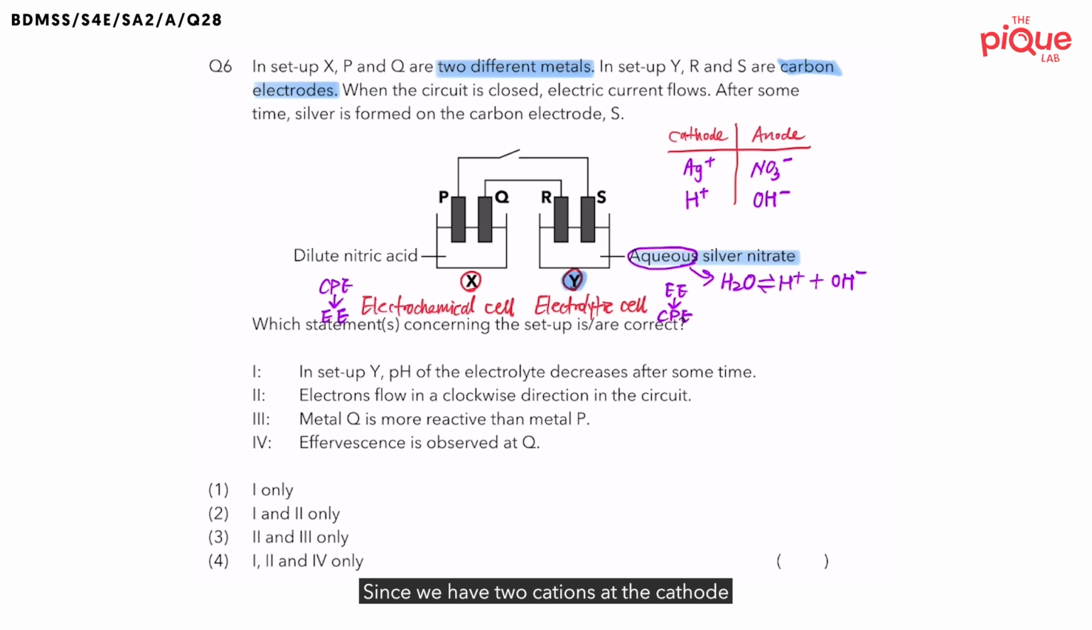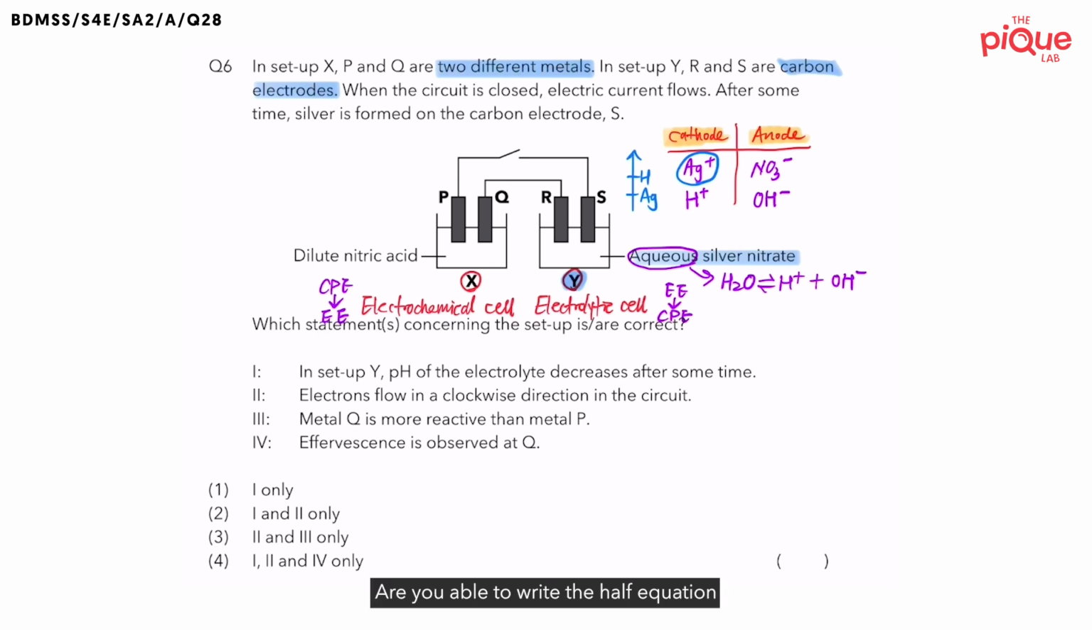Since we have two cations at the cathode and two anions at the anode, the next question that we should be asking ourselves is, which of these cation and anion will be selectively reduced and oxidized? You may pause the video and think about this question for a moment. For the cathode, we should be looking at the species which is less reactive. So if you recall the reactivity series, you will notice that silver is below hydrogen. Therefore, between these two species, Ag+ will be the one that will be selectively reduced.